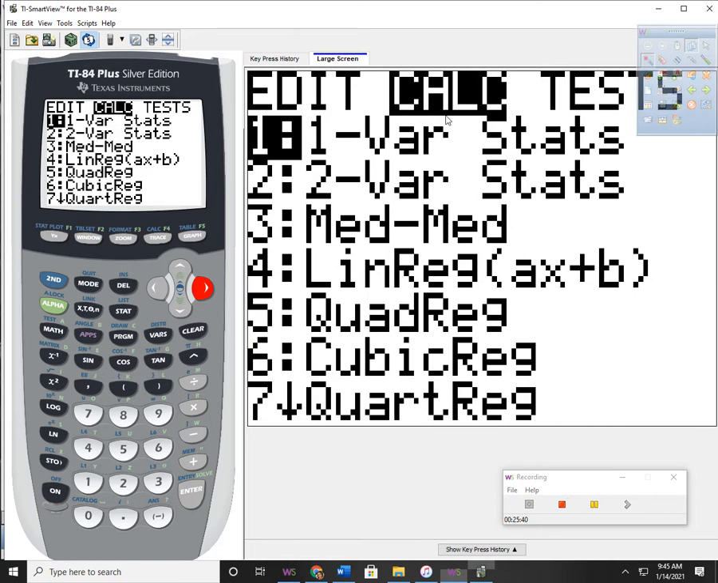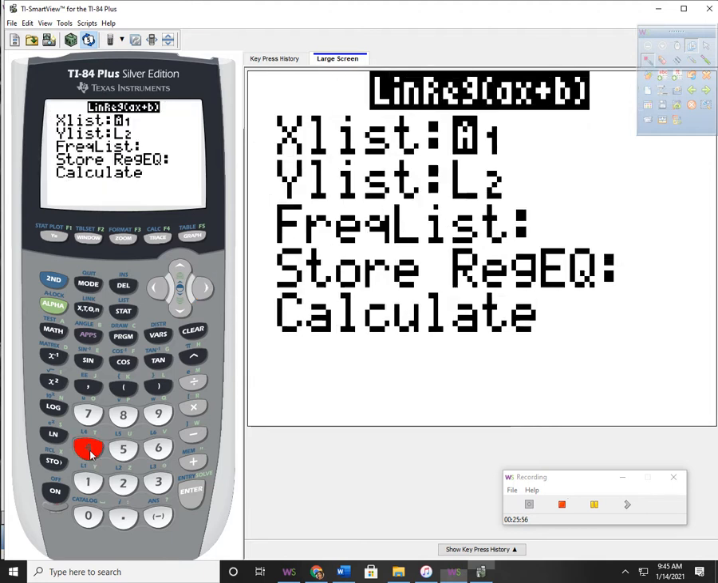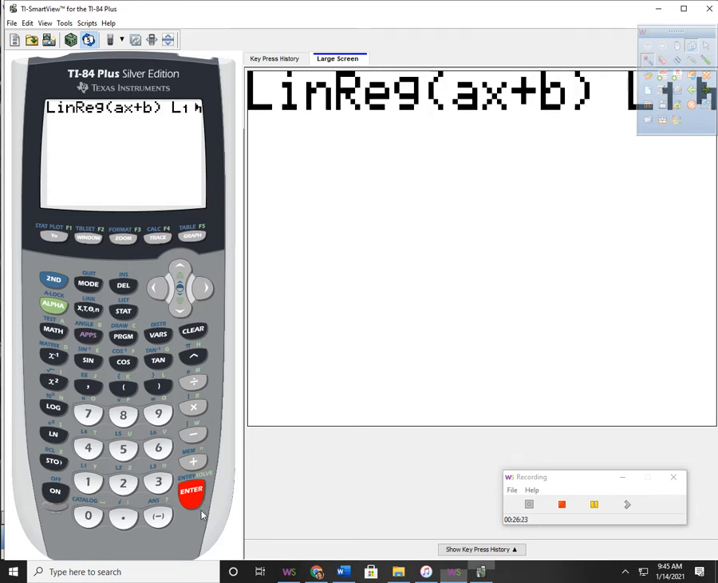That's what that's called. It's working backwards. So that would be option number 4. So we're going to press the number 4. Now, this is just asking you where all your data is. So this is saying, is your X in list 1? Yes, right? That's where we put the X's. So I'm going to press enter. Is your Y in list 2? Yes. So I'm going to press enter, and then I'm going to press enter till I get to calculate, and then I'm going to press enter again.